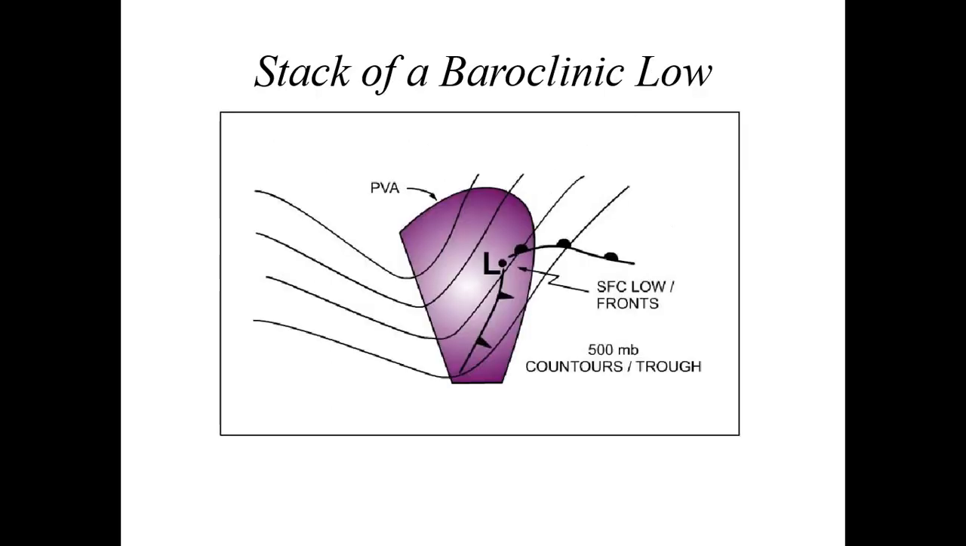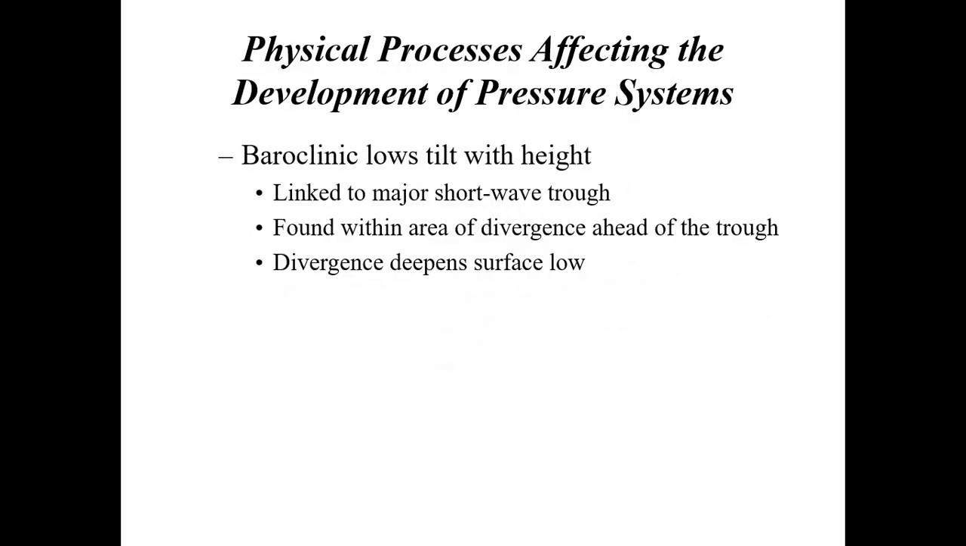and that's what I was showing you here, how the height contours, the solid black lines, spread further apart. And then divergence aloft is going to deepen the surface low. It's going to get stronger.